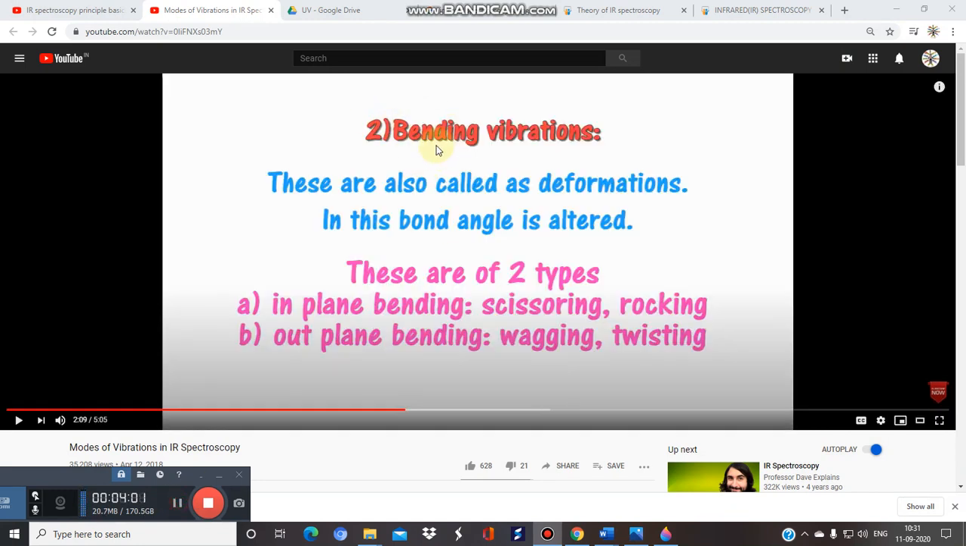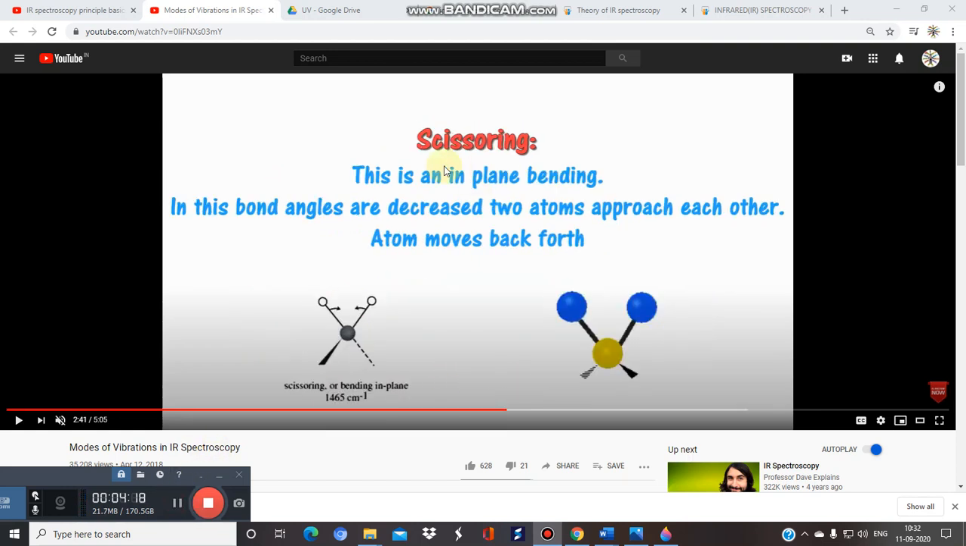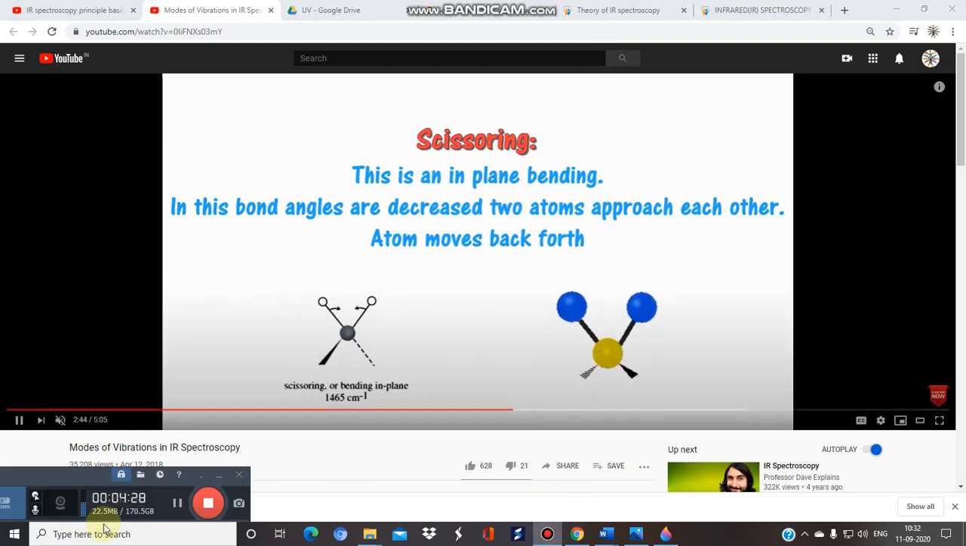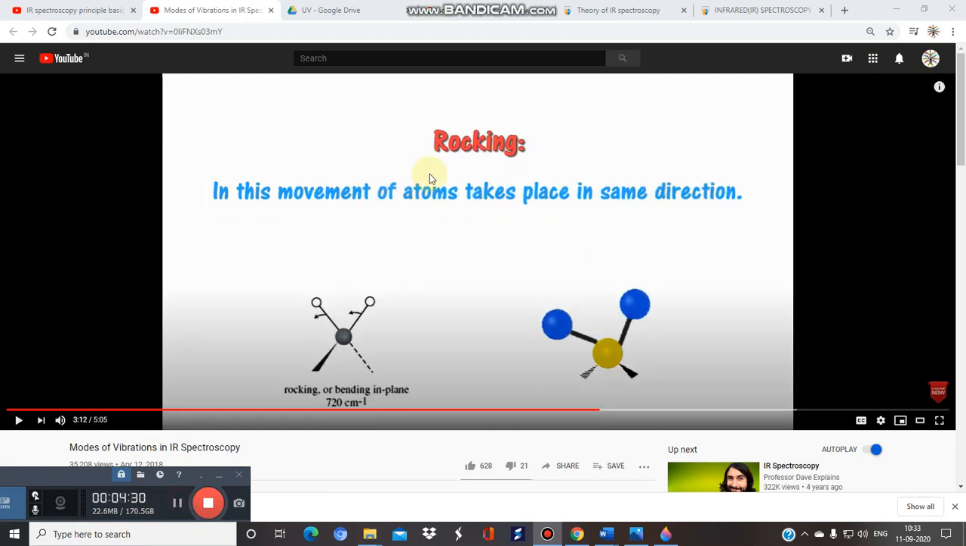The second type of vibrations are bending vibrations, and these are also called deformation, because in this the bond angle is altered, and there are two types. Basically in plane and out of plane: in plane are scissoring and rocking, and out of plane are wagging and twisting. Just see this scissoring. In this, bond angles are decreased. Two atoms approach each other just like a scissor. You have already used a scissor at your home, just like this. This is scissoring. So next is the rocking.